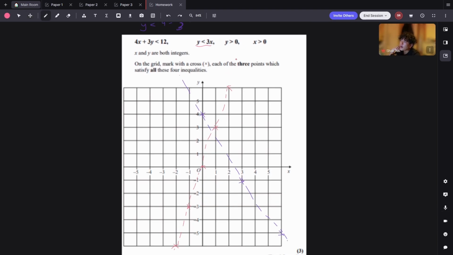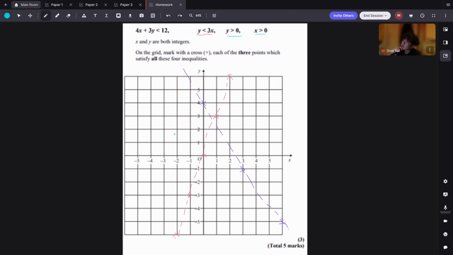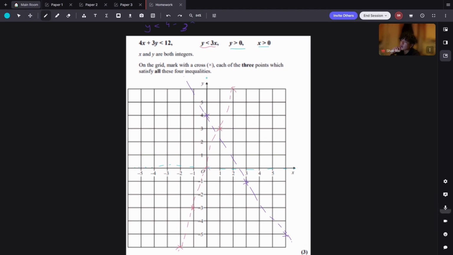Cool. Y is greater than 0. I'm going to do these in the same color because they're kind of the same thing. This is y equals 0 at the line, and everything above this is greater than 0. And then x is greater than 0 is going to be this line here, so everything on this side is x greater than 0. So what's the region that encompasses all of that? The region that encompasses all of that is this region here.